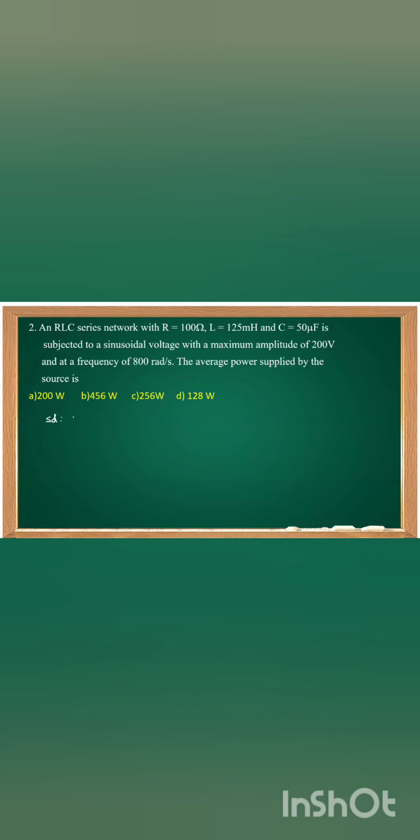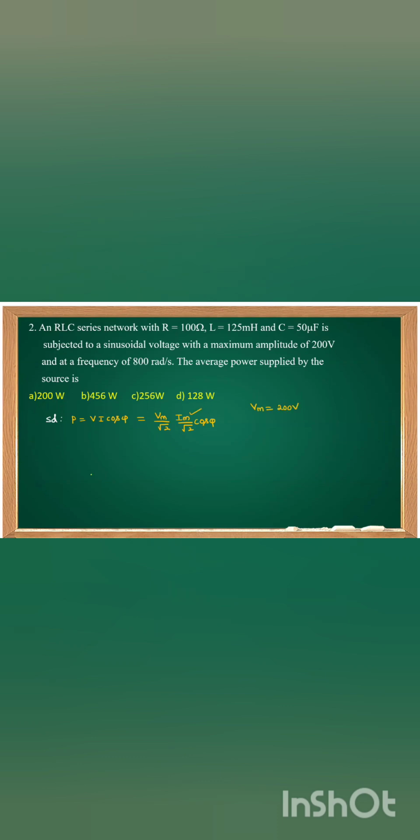Average power is nothing but active power. How to calculate the active power? P equals V I cos phi. Writing V as Vm by root 2, and I as Im by root 2, into cos phi. But I don't know the power factor. I know the voltage: the maximum amplitude, Vm, is given as 200. Now you have to calculate Im.